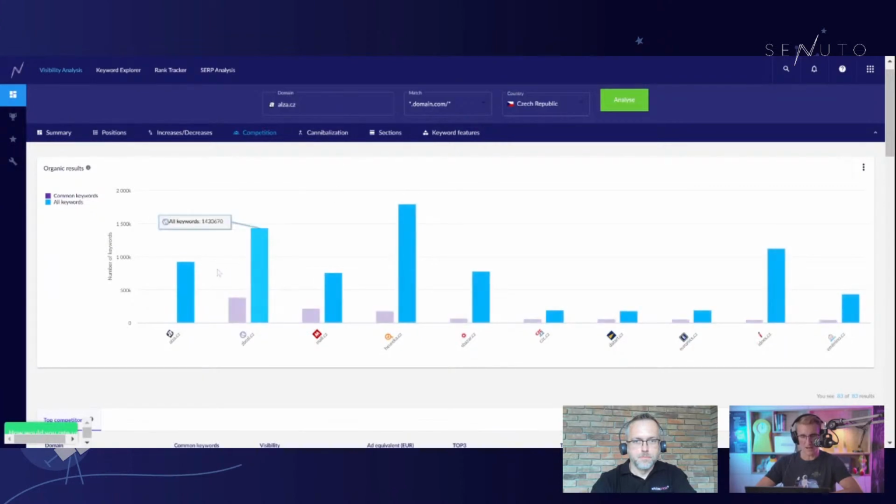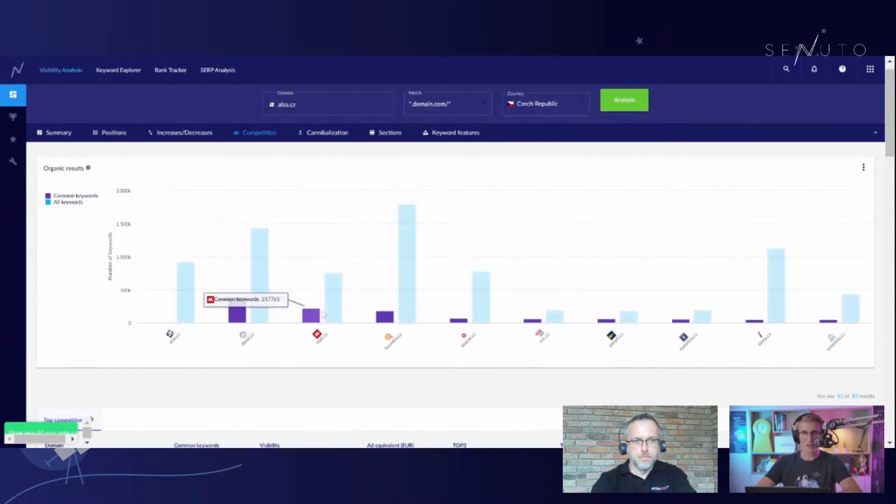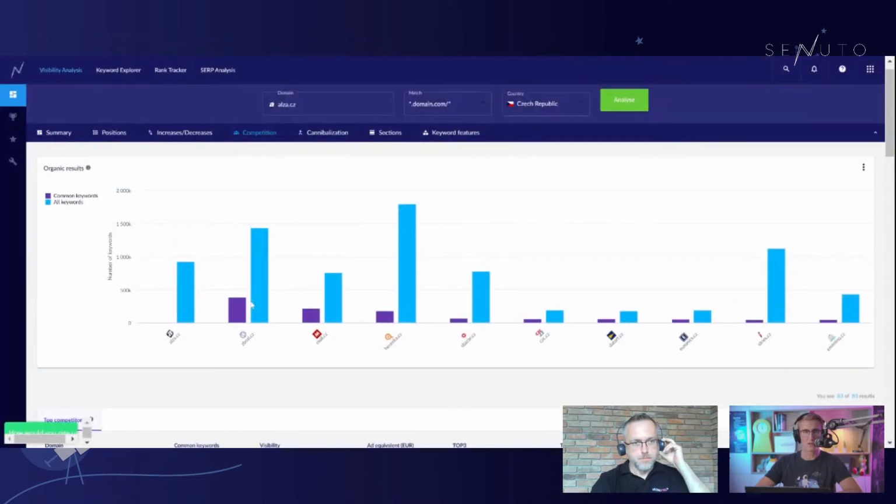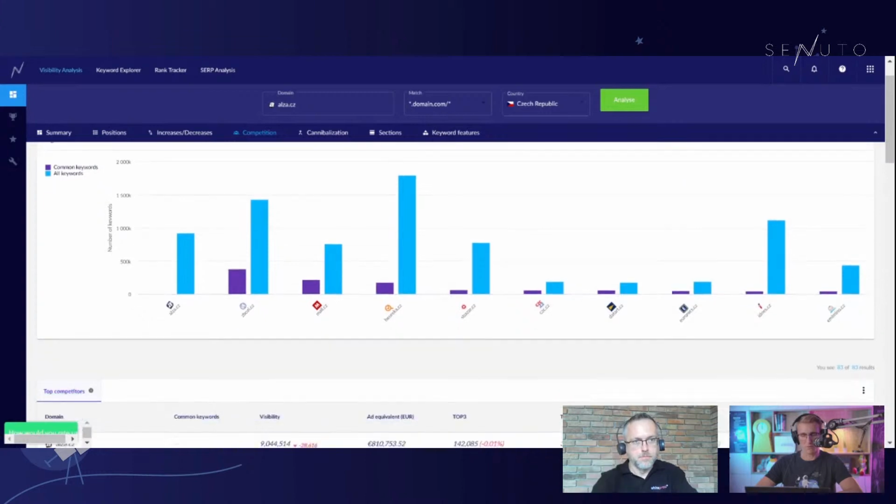So for example, for Alza, we have very narrow, very quick, as you see, very fast data from the Senuto competition analysis. Maybe this is not open as a new America, but we see here that for Alza there is Mall.cz, Reka.cz, and so on and so on. And from this view, we see how much traffic those competitors are grabbing from Alza, and what we can do about it. You see that zbozi.cz, we can say this is part of the traffic that is grabbing from Alza.